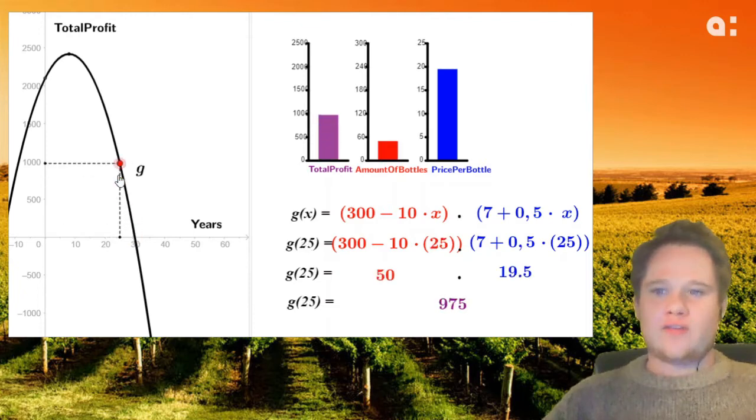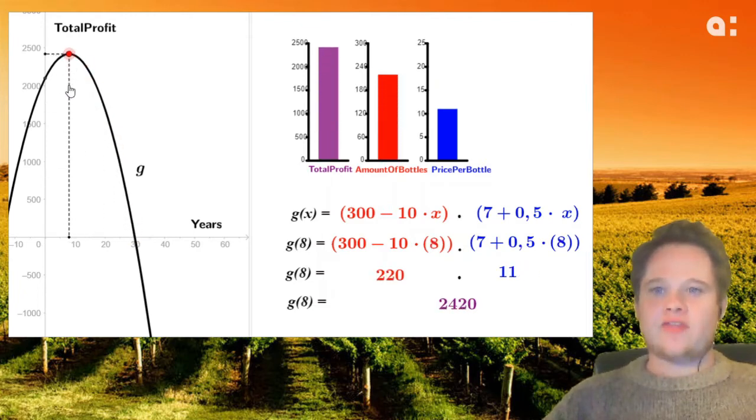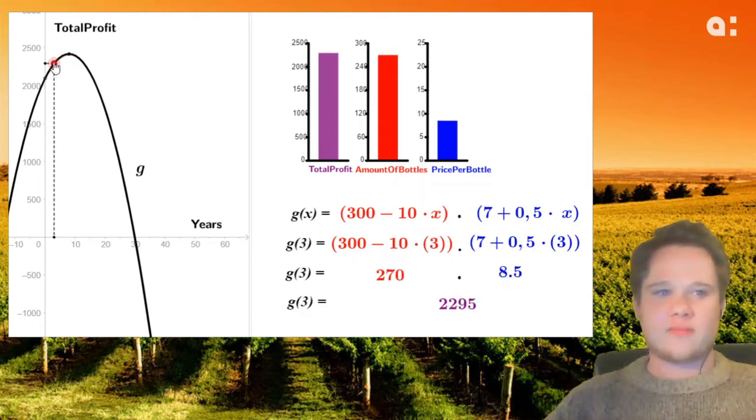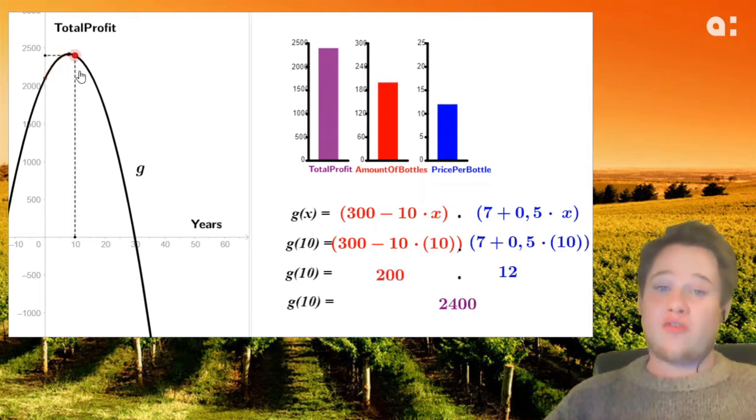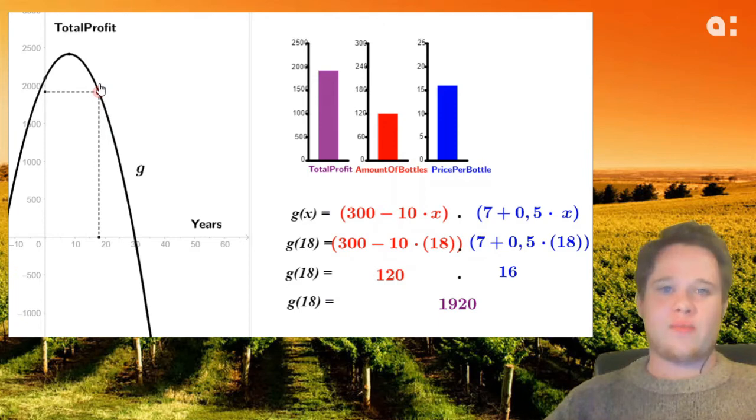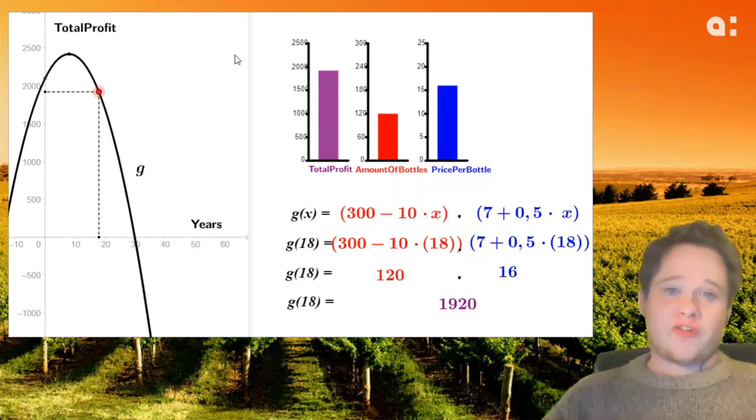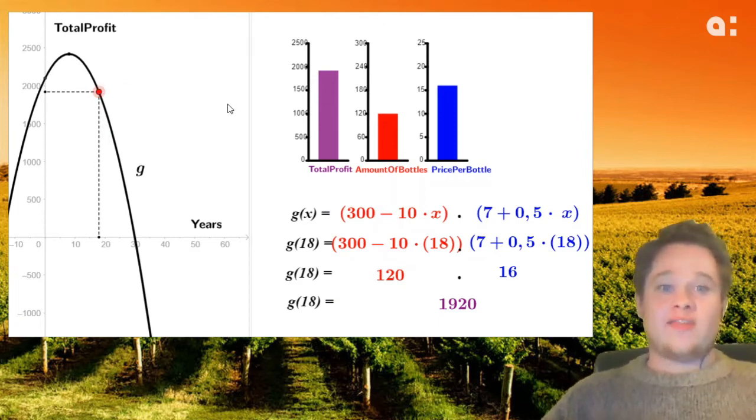We now look at the vertex. At the vertex, we can see that after 8 years, we can get the largest amount of profit from the bottles, namely €2,420. We see in the bar chart that before the vertex, the total profit is slower because the wine is still too young, and after the vertex, Valère drank too many bottles himself, so the profit drops again. So, we can tell Valère that it's best to sell his bottles after 8 years.